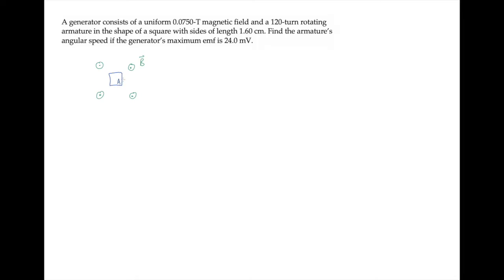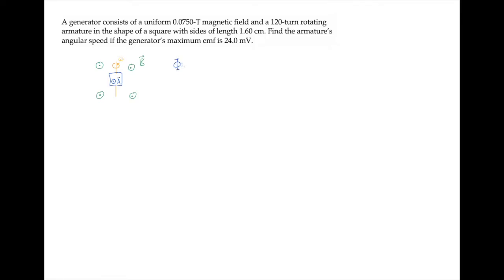Its area is a vector that is perpendicular to the plane that could be either into or out of the screen in the orientation I've shown here. I'll draw it out of the screen, parallel to the magnetic field. It rotates around an axis at an angular speed omega that we're asked to calculate.